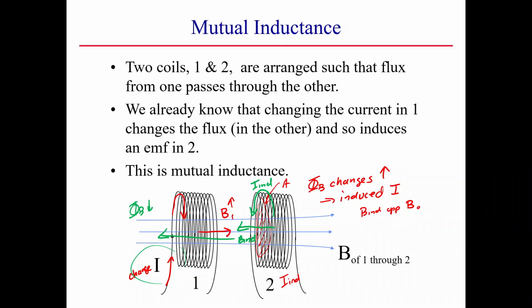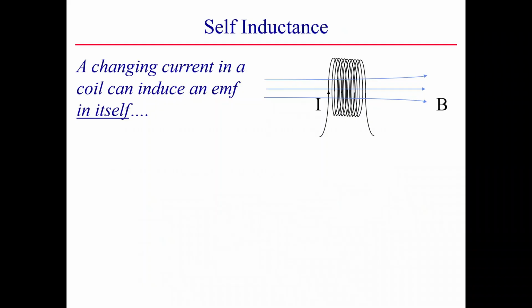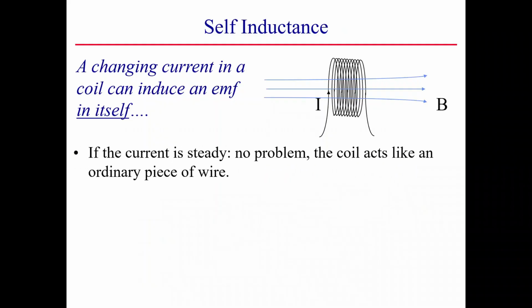But what's kind of crazy is we don't even need the second solenoid. A solenoid on its own can have its own induction effect, and that's called self-inductance. A changing current in a coil can induce an EMF in itself. So how does this work if there is not a second coil? Well, if there's no changing current, then there's no changing flux, and this solenoid just acts like a solenoid normally would.